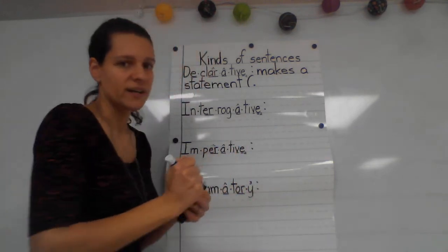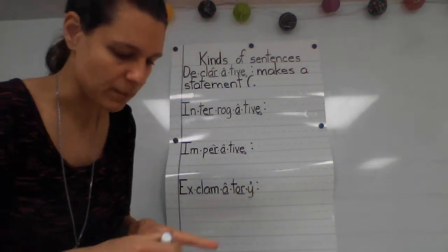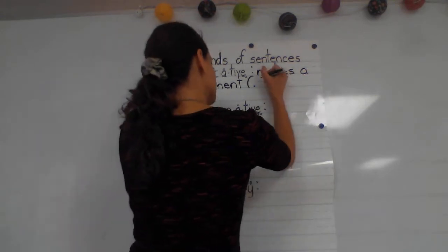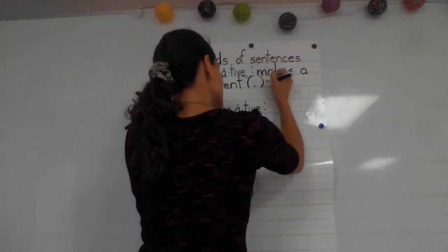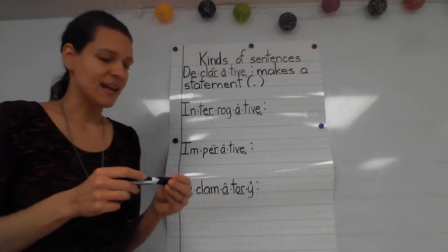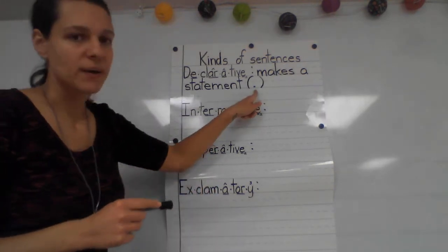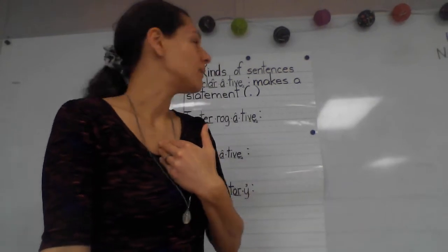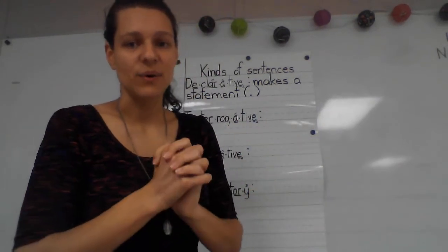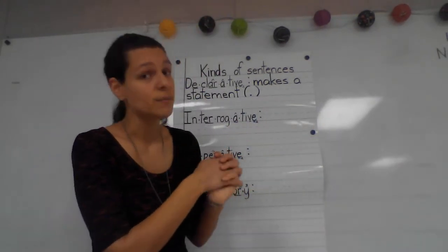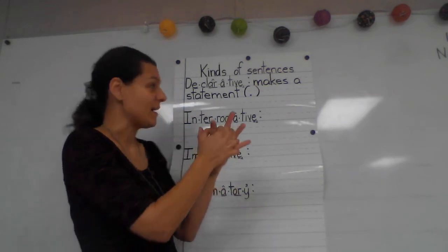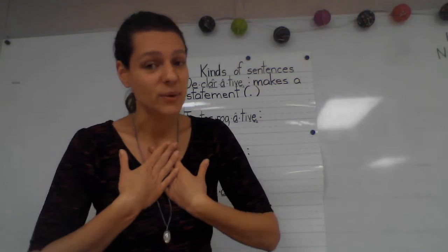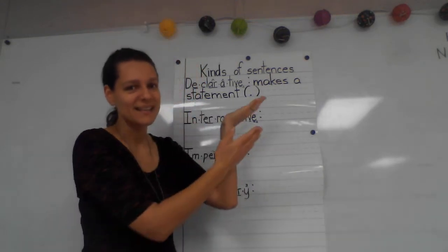We'll keep this chart up in the classroom for a couple weeks, but then we'll take it down because I know you'll have it all memorized. All right, so a declarative sentence makes a statement and it ends with a period. All right, so I'm going to say a declarative sentence for you. We live in New Mexico. All right, I'm making a statement. I'll do another one. I work at Hojo Academy. Making a statement.